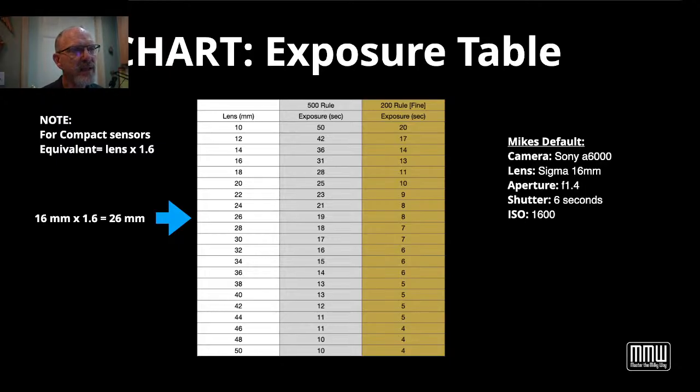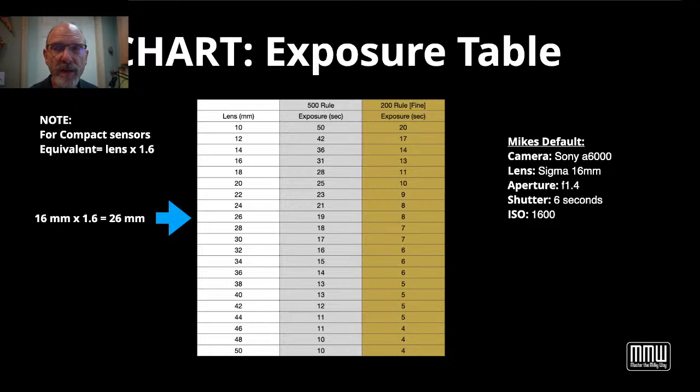Next to this is the 200 rule. This basically says that if you're going to blow the image way up, the 500 rule might not be enough. The 500 rule works great for social media. No one will be able to see smeary stars with the 500 rule on small screens.